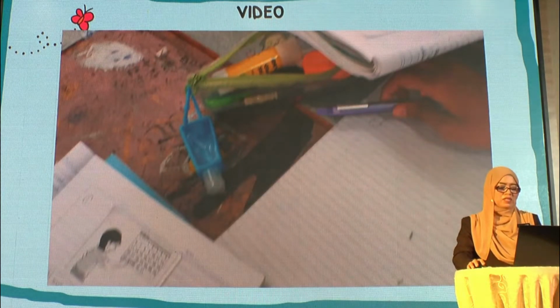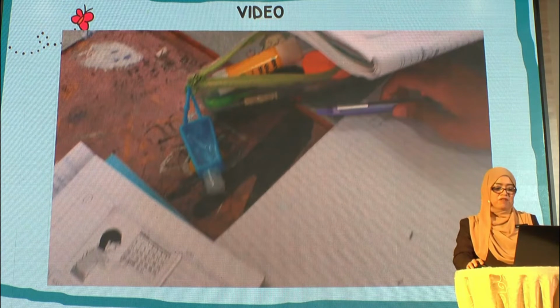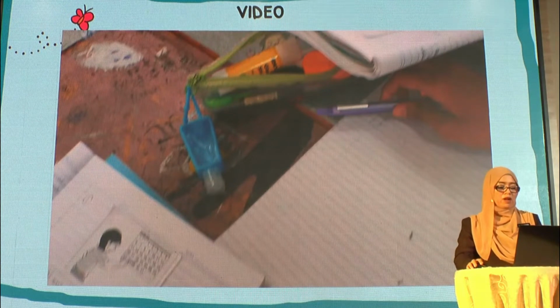That was the evidence showing my students who have practiced using the adjectives, after they have completed the OTR board just now.